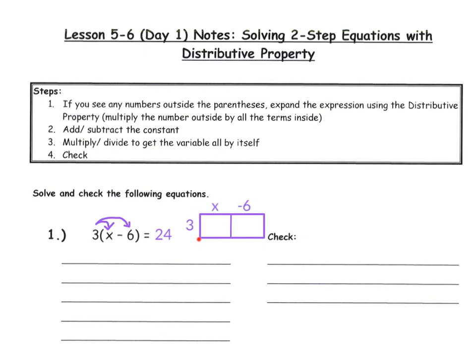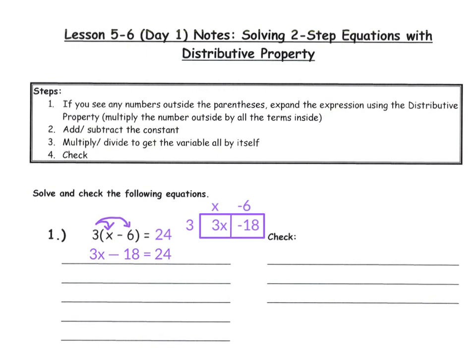So 3 times x gives me 3x. And then the 3 on the side times the negative 6 on the top. 3 times negative 6 gives me negative 18. Okay, so that's how we show the distribution. But now I need to rewrite that underneath where I multiplied the 3 times the x minus 6. So now that can be rewritten as 3x minus 18 equals 24. So that's step 1. Now we have an equation.